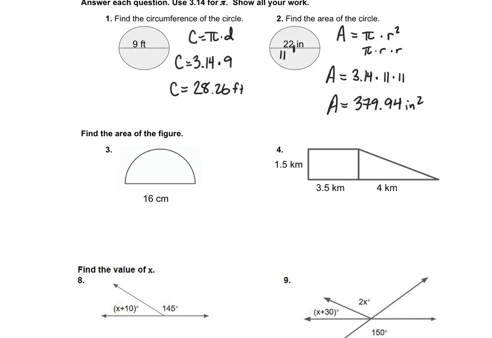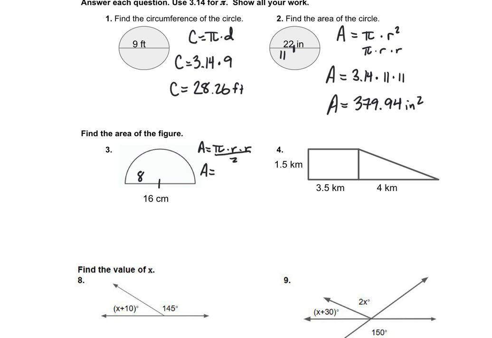For number 3, I'm solving for the area of a semicircle. Very similar to number 2. For a semicircle, though, we think of it as half of a circle, so I need to divide my answer by 2. Again, area is pi times r times r. For this one, I'm going to cut my diameter in half to get the radius. Half of 16 is 8. So I'm going to use that.